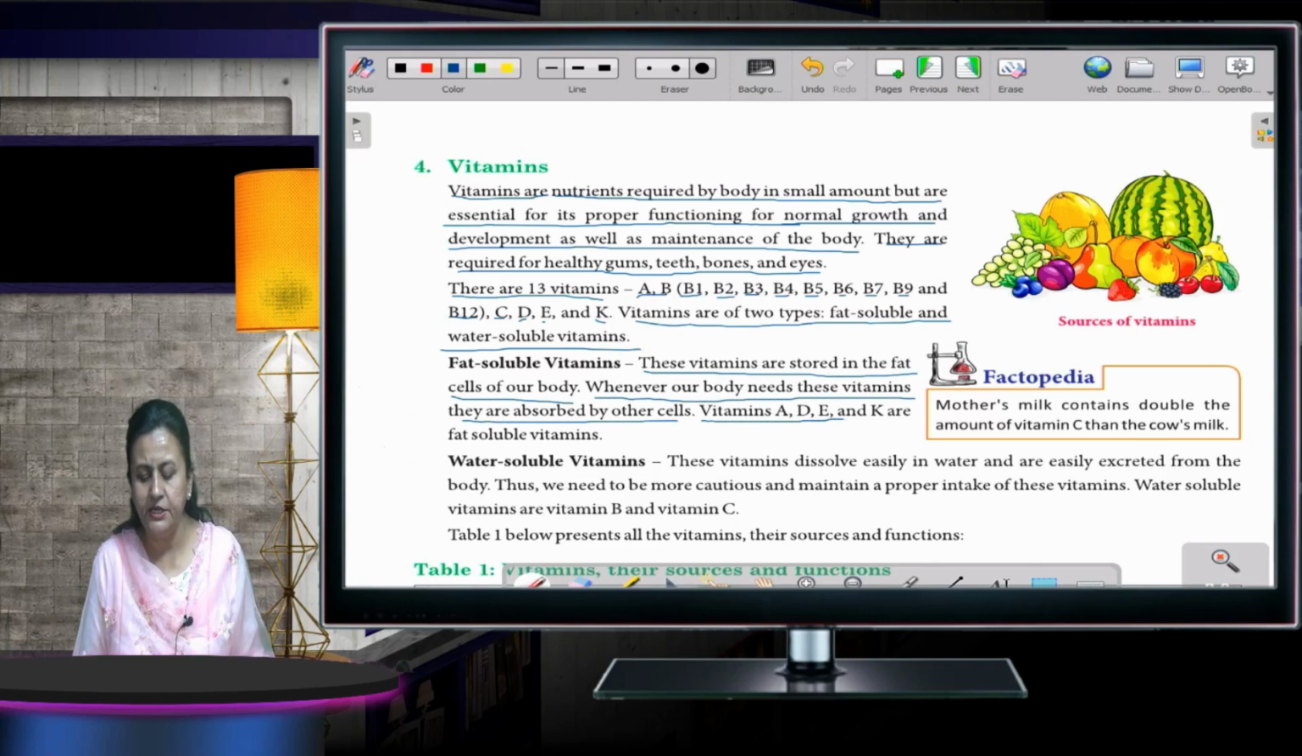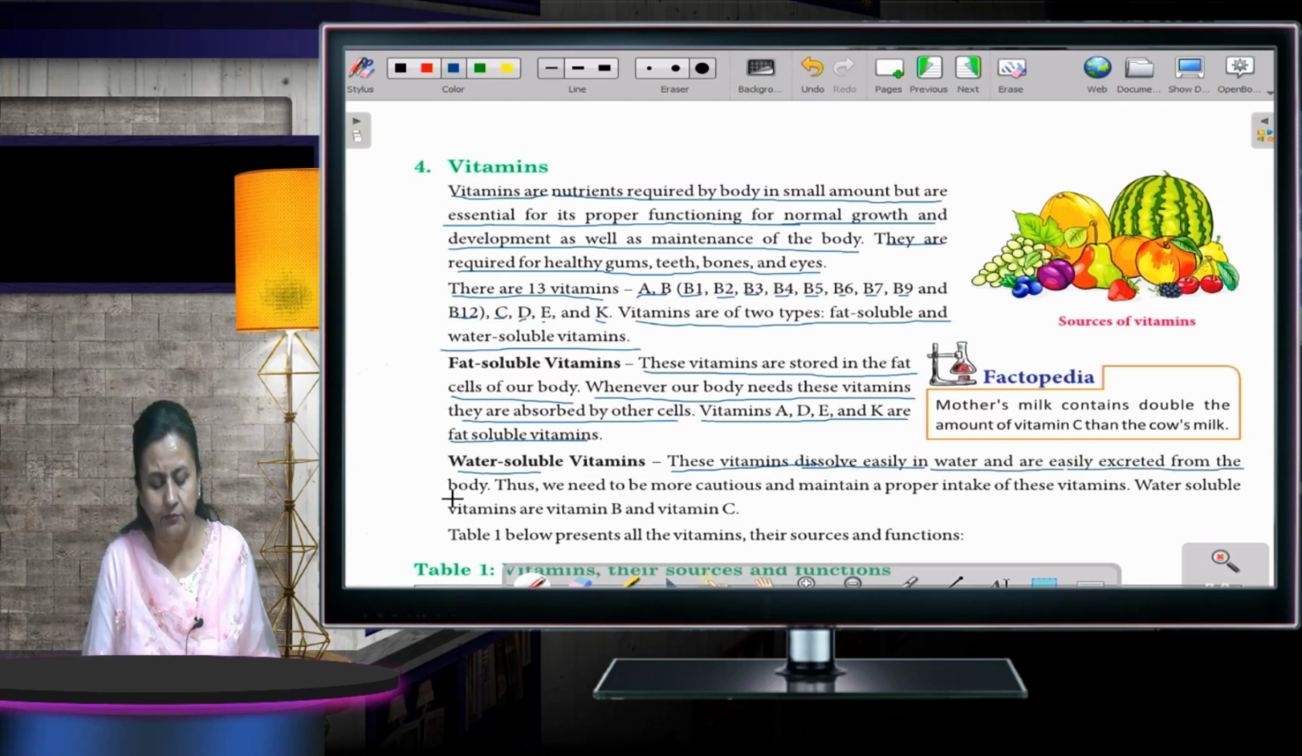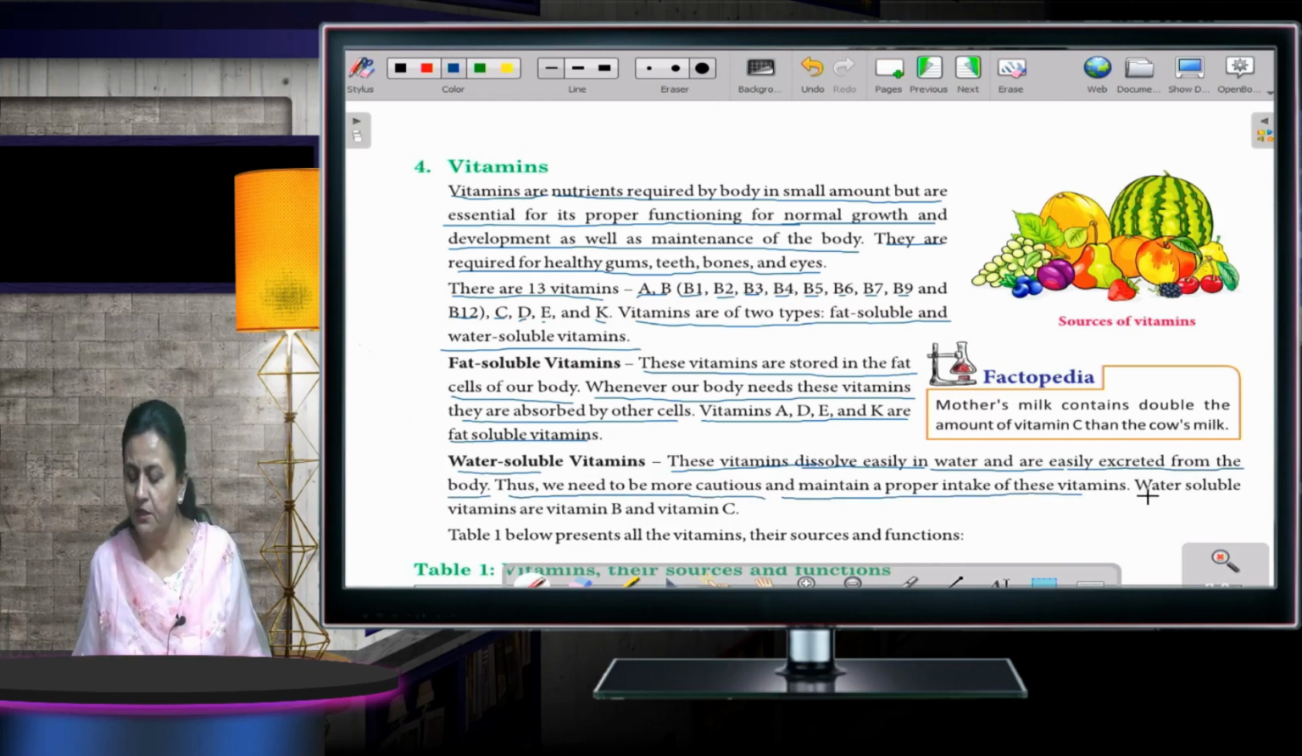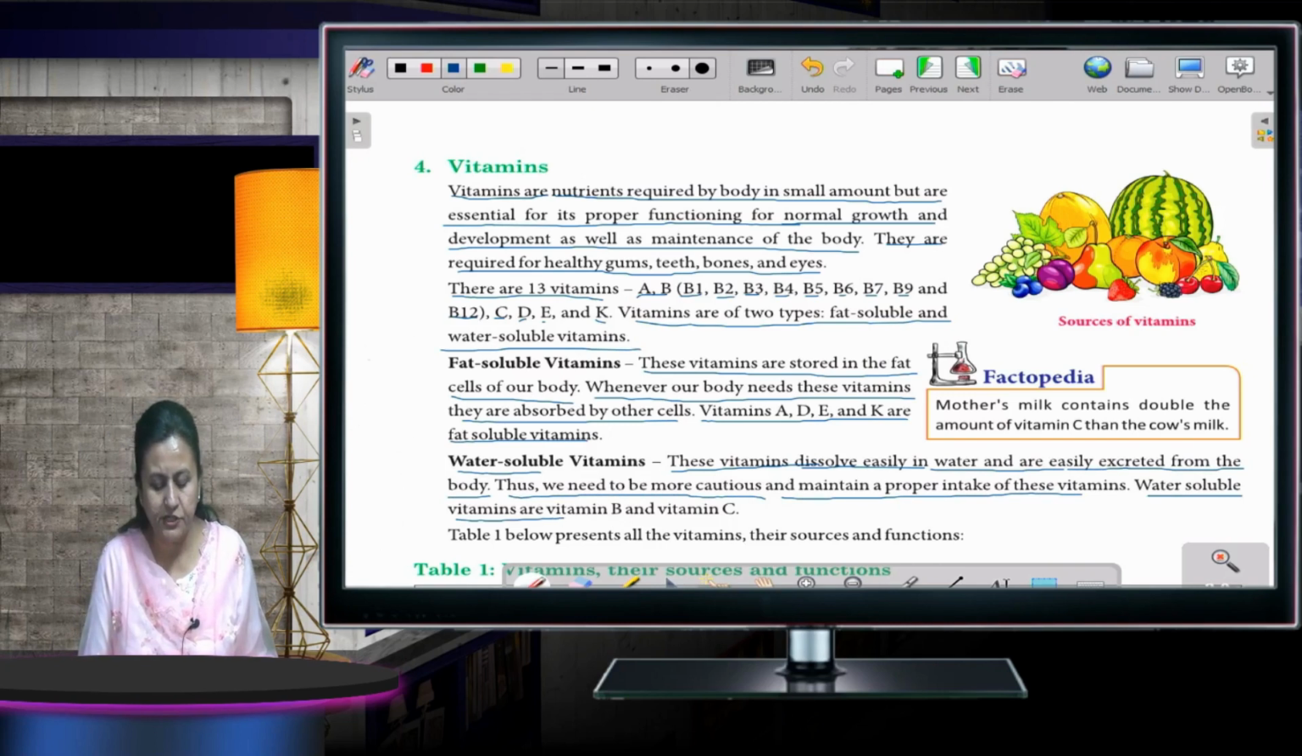Vitamin A, D, E and K are fat soluble vitamins, whereas water soluble vitamins easily dissolve in water and are easily excreted from the body. Thus we need to be more cautious and maintain a proper intake of these vitamins. Water soluble vitamins are vitamin B and vitamin C only. Out of all these 13, only 2 vitamins are water soluble, that is vitamin B and vitamin C.